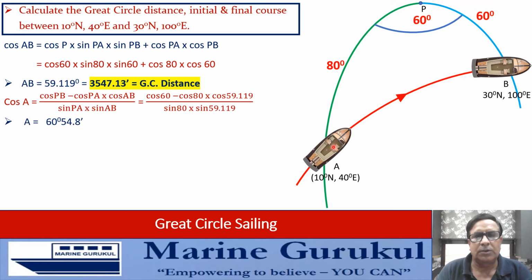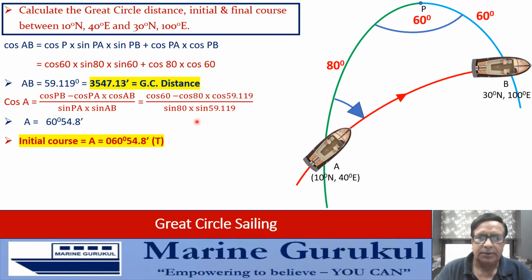Now we go to the PAB triangle and mark off the initial course clockwise from true north at A. This blue arc which has just come up represents the initial course of the vessel at A. And what do we see? This initial course is very much the same as angle A. Therefore, the initial course is equal to angle A, but now it is represented in three figures. Please note 060 degrees 54.8 minutes true.